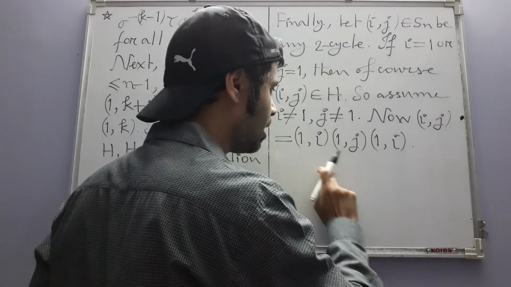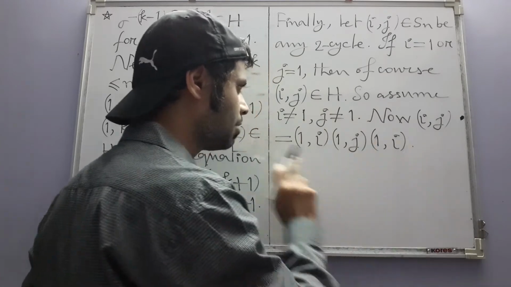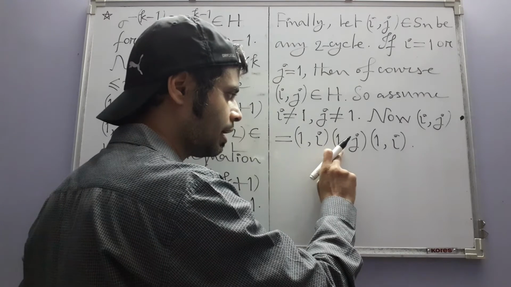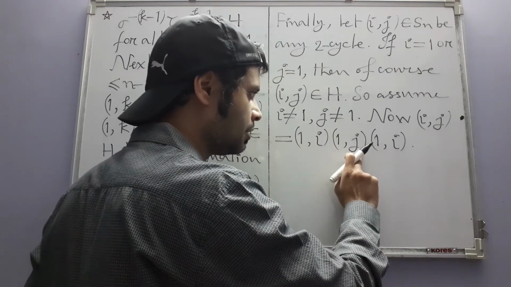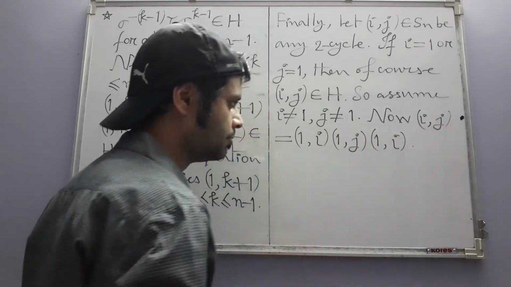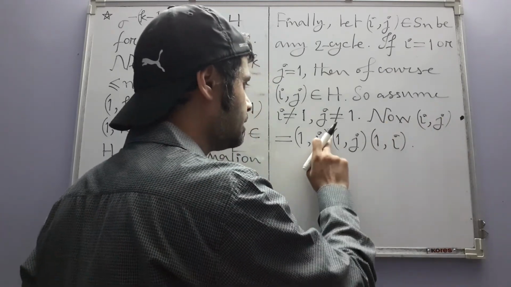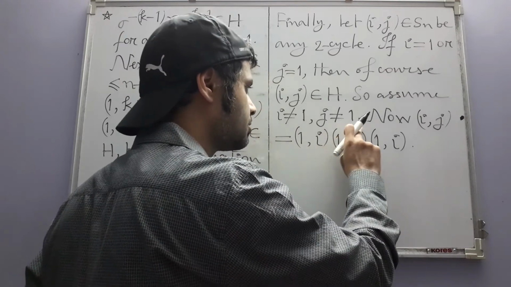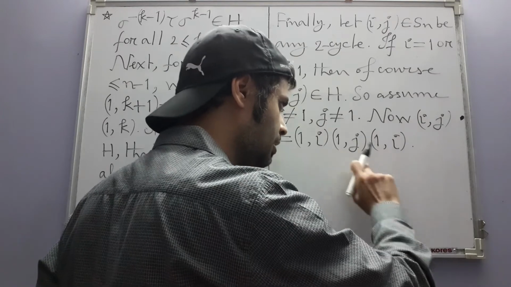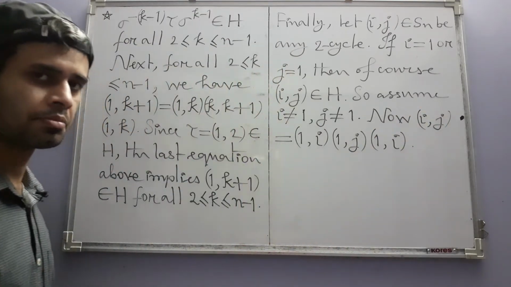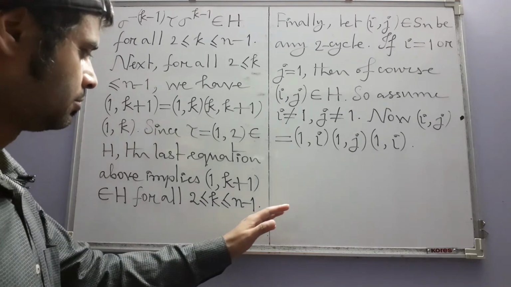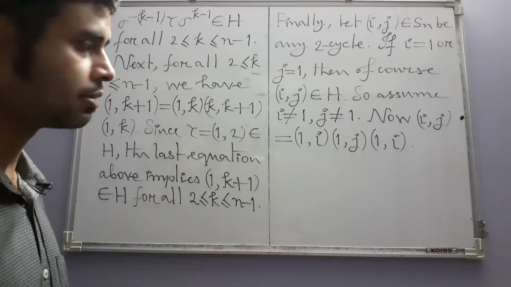So that means 1 is unaffected by this entire product, what happens to i? i is first sent to 1 by this one, and then that 1 is sent to j by this one, and then that j is unaffected by this, so i is sent to j. What about j? j is unaffected by the first one, j is sent to 1 by the second one, and then that 1 is sent to i by the third one, so j goes to i. Yes. But now we have all the things we want.